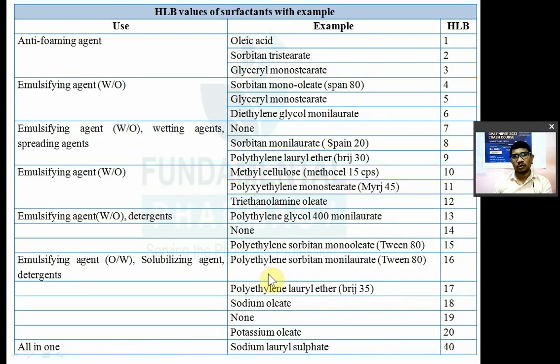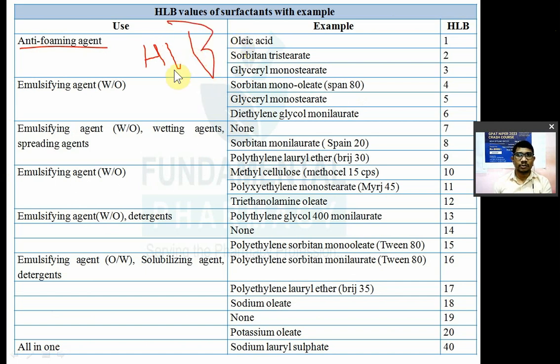Now HLB values of surfactant with examples, ये भी पार्ट ऐड किया है मैंने नया. So एग्जाम्पल के साथ में आपको HLB वैल्यू देखना है. ठीक है. So first, anti-foaming agent. Are you able to see the screen properly? Yes. Okay. HLB, ठीक है, HLB value.